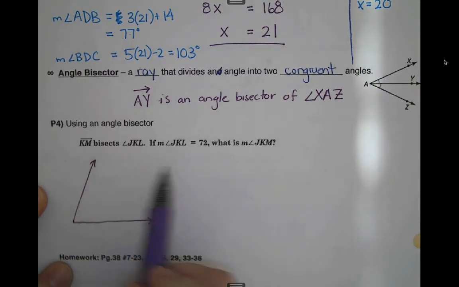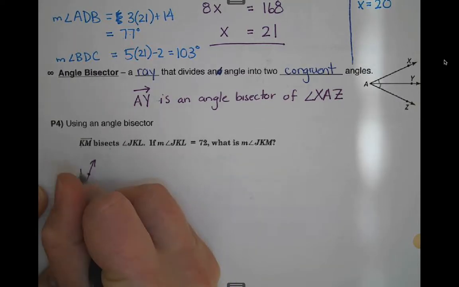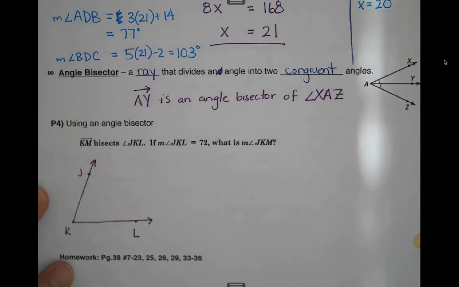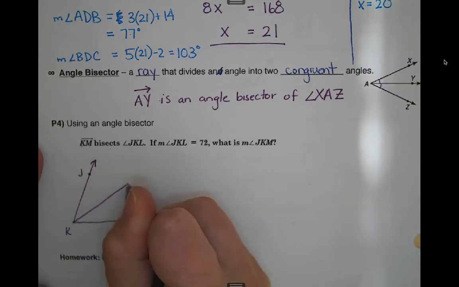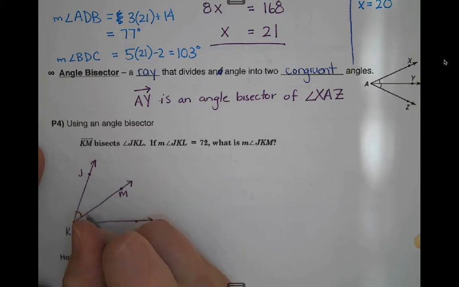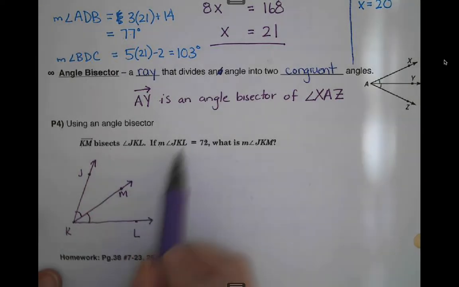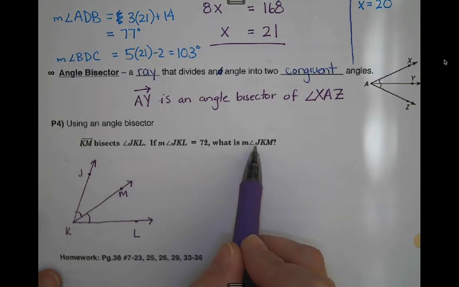We have that ray KM bisects angle JKL, so I just drew angle JKL. I don't know exactly what the measure is, but that's okay. It will just help us think about it. And then I want to put in ray KM. K's already there. I'm going to put point M. And it says it bisects, so I'm going to go ahead and put my markings of congruency because KM is an angle bisector. If the measure of JKL is 72, what is the measure of angle JKM?